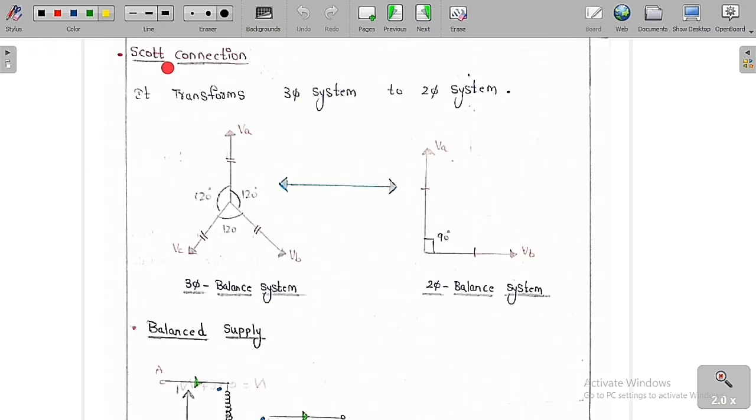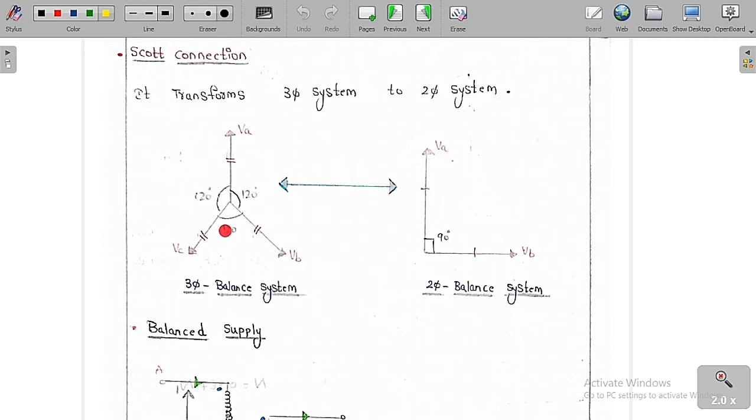So now we are going to discuss another new concept, which is called the Scott connection. Scott connection means it is going to transform a three-phase system to a two-phase system. Whenever you want to transform from a three-phase supply to a two-phase supply with the help of transformers, we are going to prefer this Scott connection.